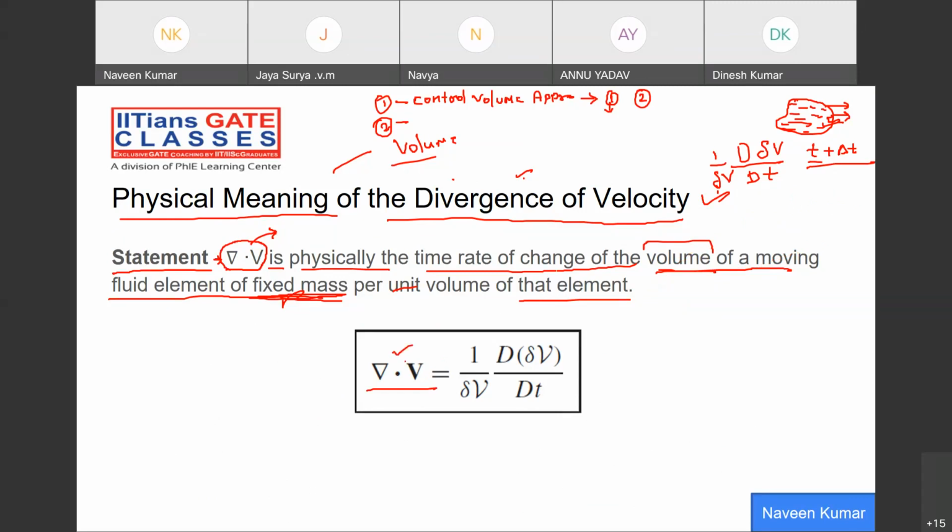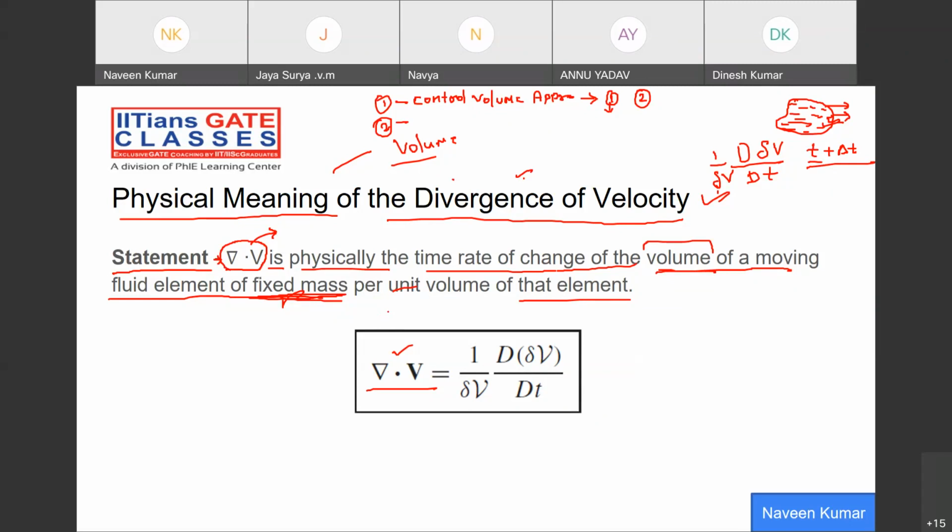Is it feasible to go with the fluid element, or is it feasible that we will fix our location at some point and see all the information? Are you getting my question? Sir, can you repeat? My question is, is it feasible to go with the fluid element and check everything with the fluid element? No, sir.